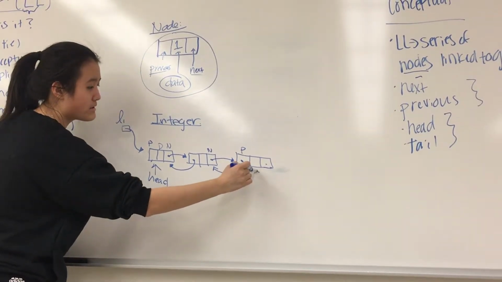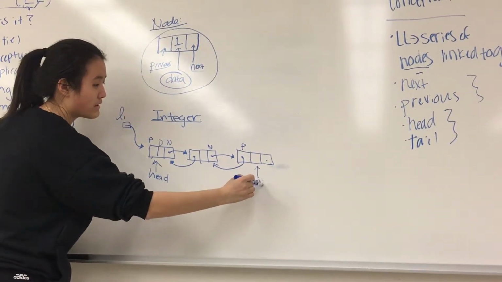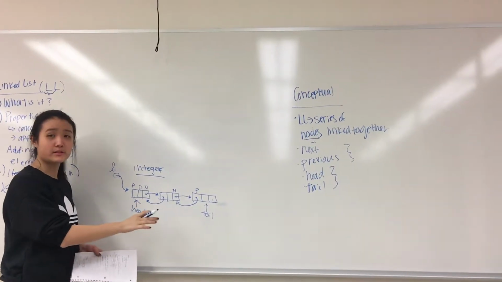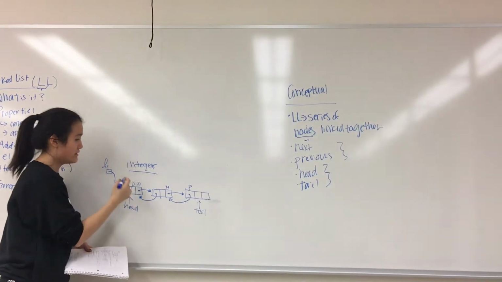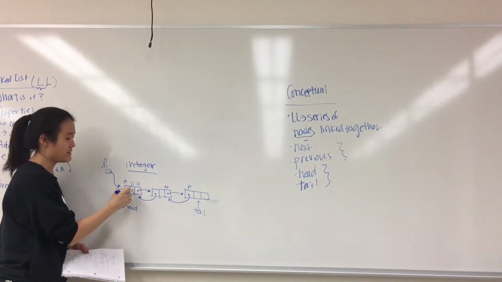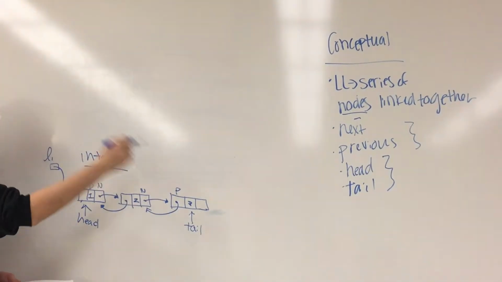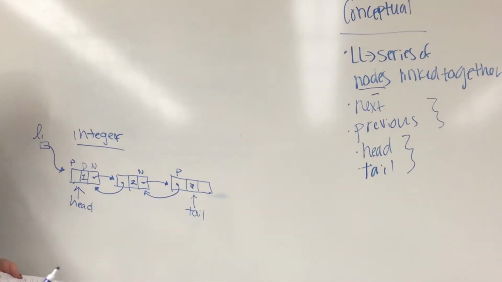And we're going to call this the tail. So now we're going to just fill in the data. We said it's going to be an integer, so I'm just going to put in 1, 2, 3. And so here's our full drawing of a linked list, just a basic idea.